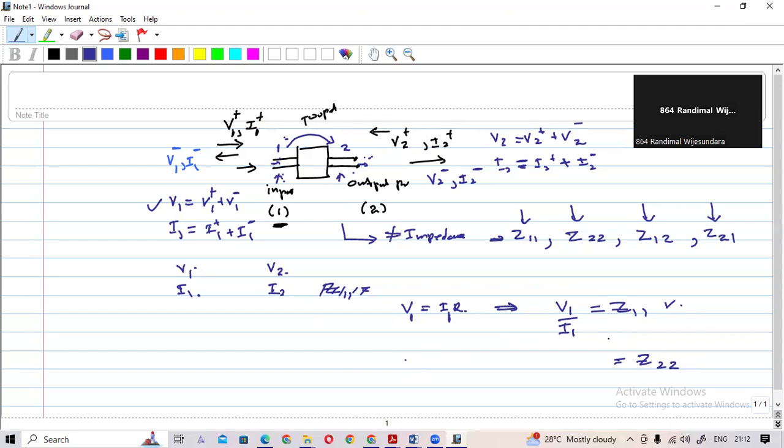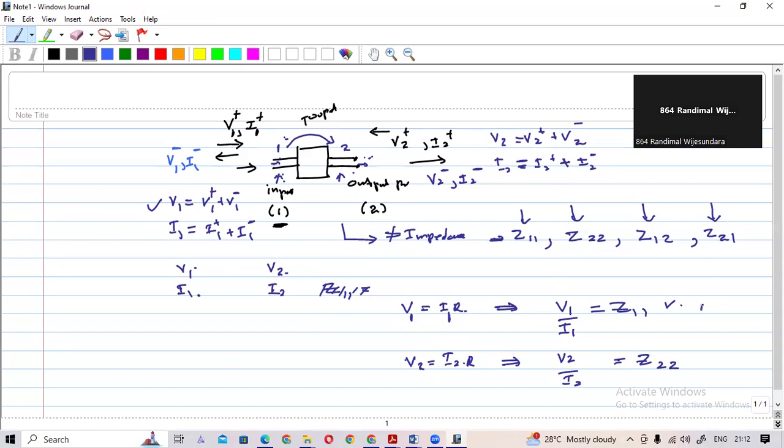Z22 is equal to what? Yes, very good. So if you consider this port, here you have a V2 value and here you have an I2 value. Now if you consider this one, V2 divided by I2, this is an impedance value, no? So that is the Z22 impedance.